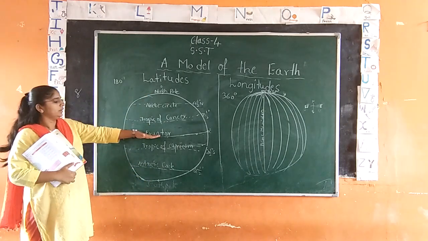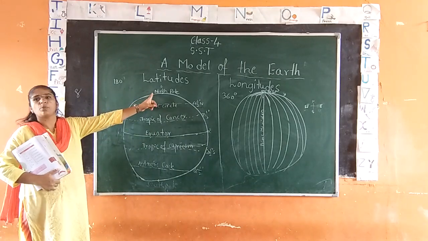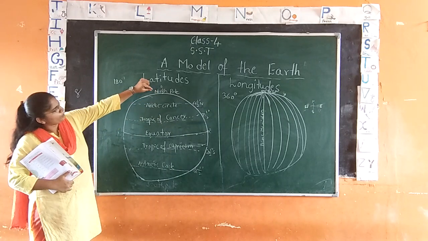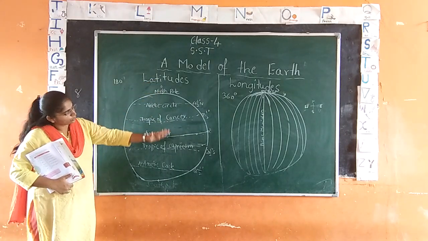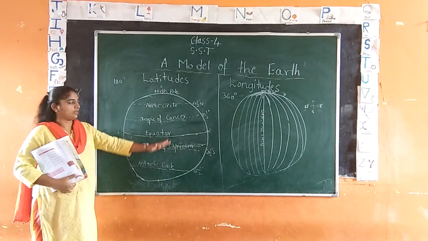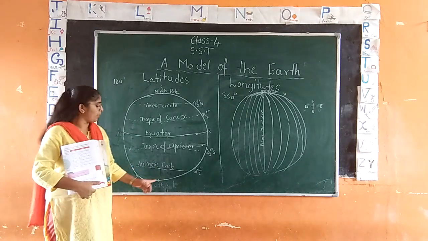One is the northern hemisphere, another is the southern hemisphere. The northernmost point we call the North Pole. The southernmost point we call the South Pole.